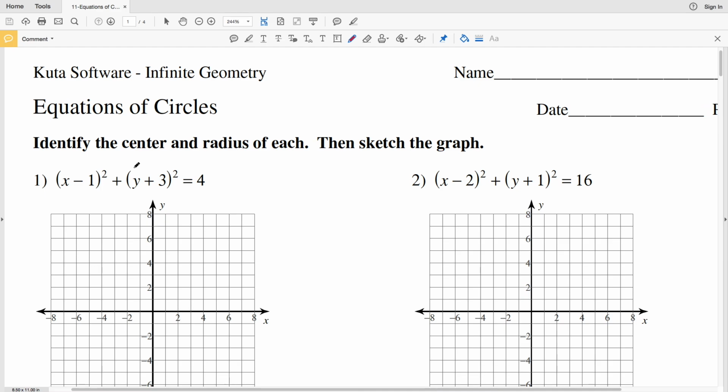In this video, we're going to be starting the Kuta Software Infinite Geometry free worksheet, Equations of Circles. Our instructions are to identify the center and the radius of each, and then we're going to sketch the graph.